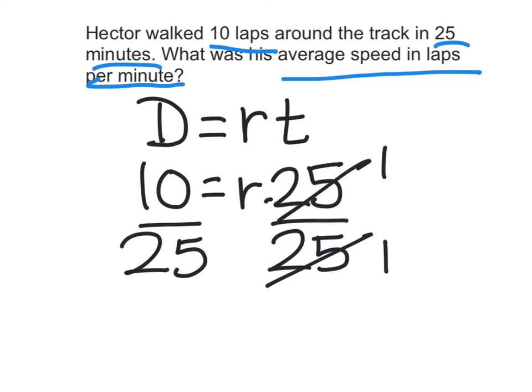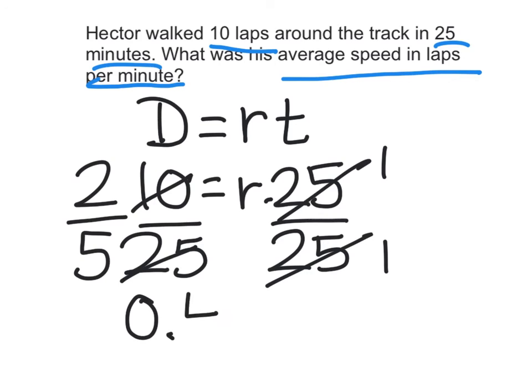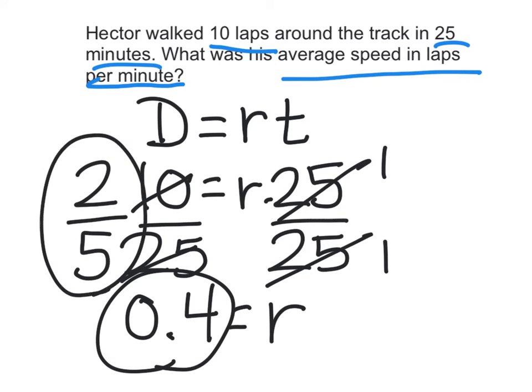Okay? I mean, you could do that if you want. But he could do 2/5 of a lap. That's his rate. 2/5 of a lap every minute. But as a decimal, that would be 0.4. So either one of these answers would be okay. 2/5 of a lap or 4/10 of a lap per minute. That's how much he could do.